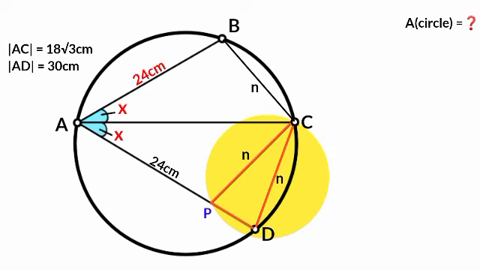Still on triangle CDP, we draw its median. The median bisects the side it touches, that is this side. So this part and this part are congruent. Let's assume their length to be m.